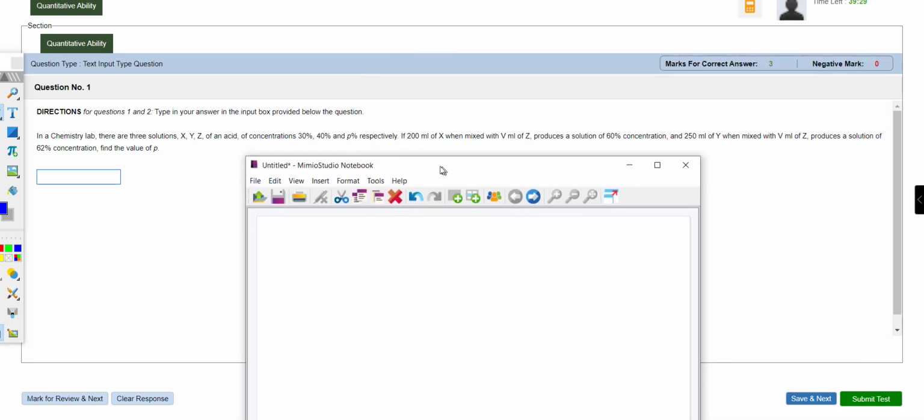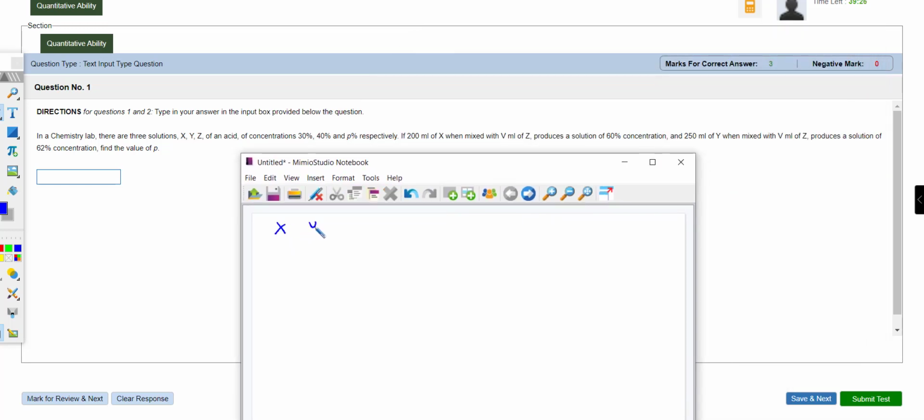So let's solve this. Over here, X, Y, and Z. In X it is 30%, Y it is 40%, and Z it is P% concentration. Now 200 ml of X is mixed with V ml of Z. 30% of 200 is 60, plus P% of V, equals 60% produced, that is 0.6 into the total, which is 200 plus V. So this is the first equation that we got.